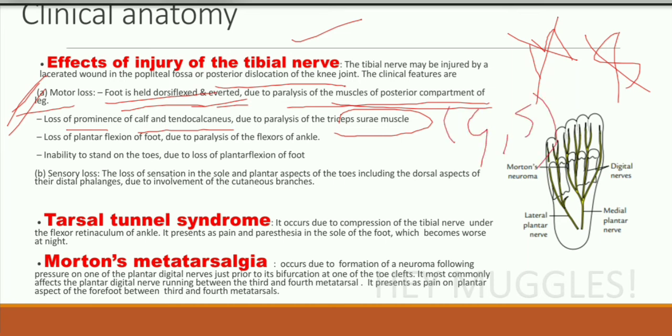The gastrocnemius and soleus. Then the foot would be held in dorsiflexion. So obviously there would be loss of plantar flexion of the foot, and it is due to paralysis of the flexors of your ankle.